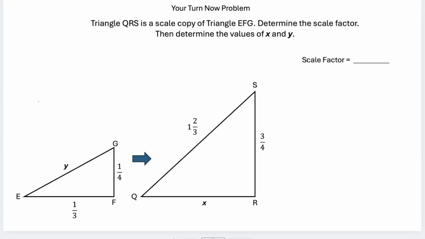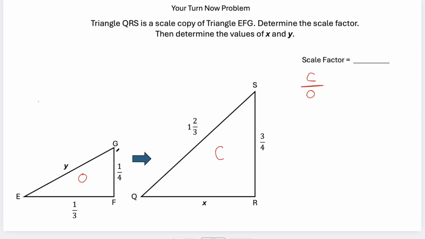All right, welcome back. Let's see how you do this practice problem. So it says triangle QRS is a scale copy of triangle EFG. Determine the scale factor. Then determine the values of x and y. All right, so this again is going to be the copy, and this is going to be the original. And to get the scale factor, again, we need to do the copy value divided by the original value when we have two corresponding parts, right?